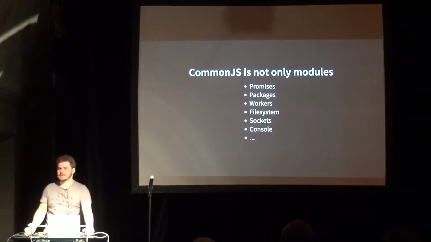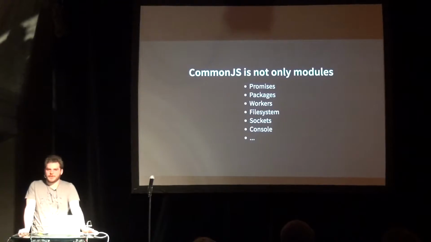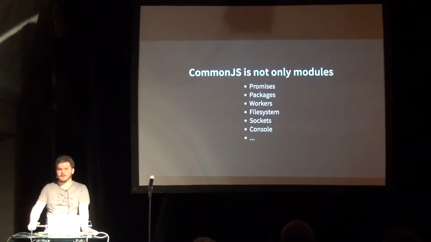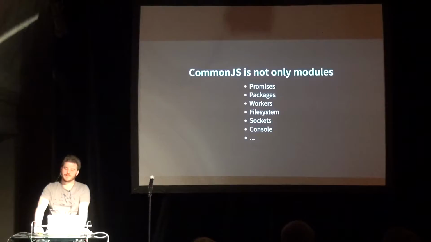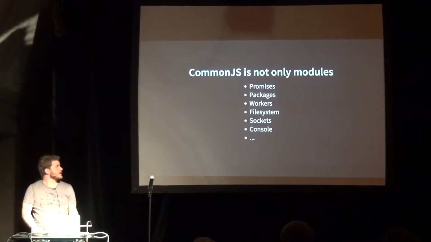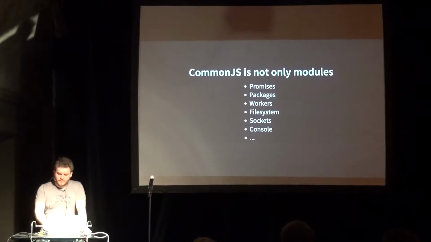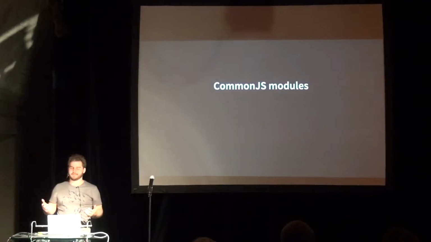For example, promises. The promises which we have in browsers nowadays are based on the work which was done in CommonJS. The packages being something you publish on NPM. Also, some of the design decisions for NPM were influenced by the packages in CommonJS. There was work on workers, on the file system, on sockets, on the console API. And of course, well, there was work on the CommonJS modules.